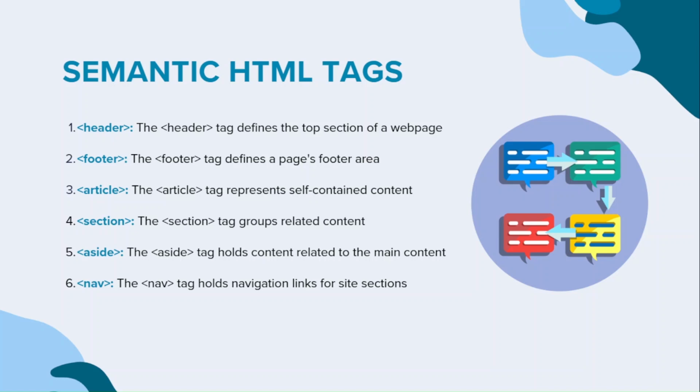news article. The section tag is used to group related content into sections, often with a heading. The aside tag is used for content that is tangentially related to the main content, like sidebars or related links. The nav tag is used for navigation links, helping users and search engines easily find the main sections of your site.